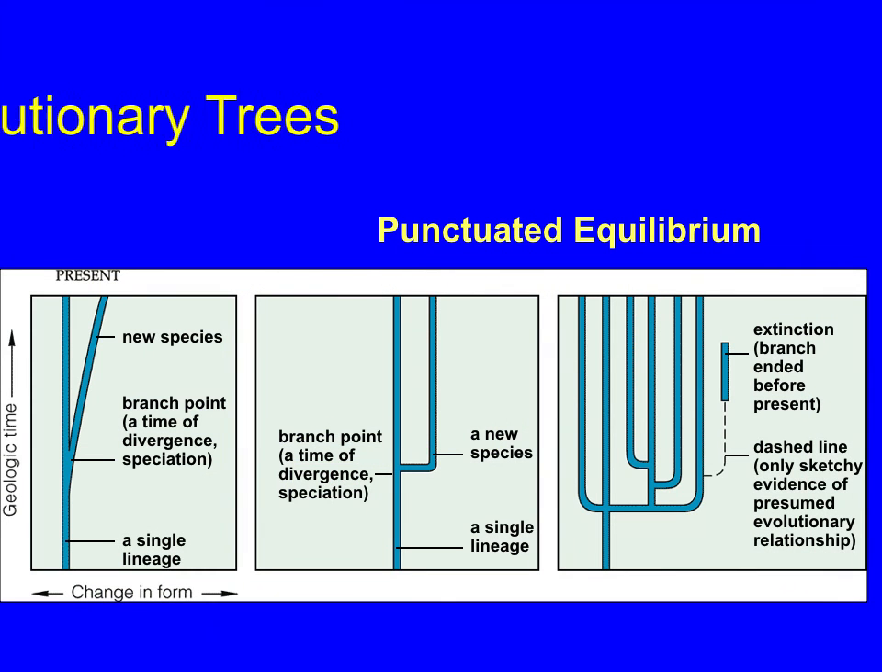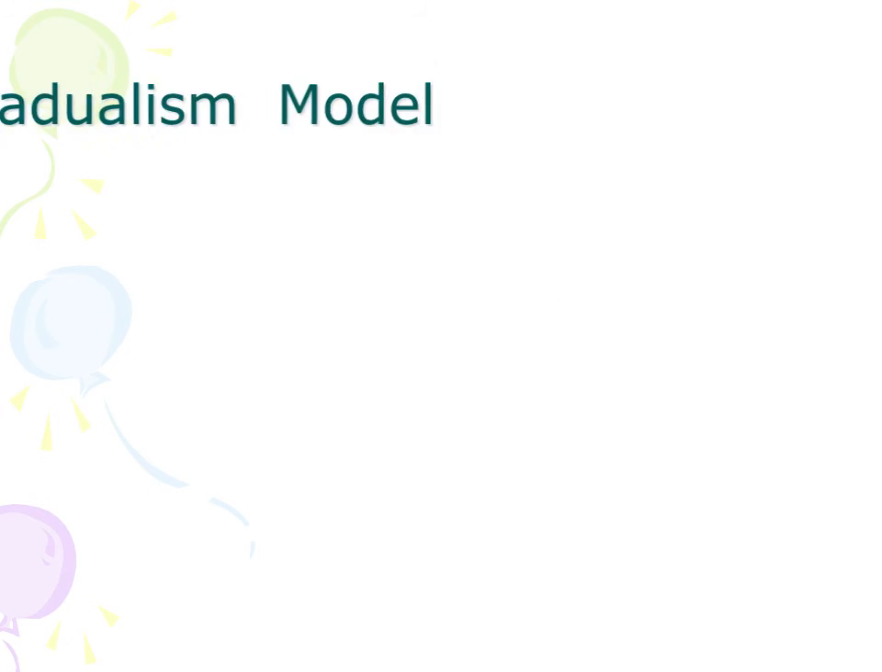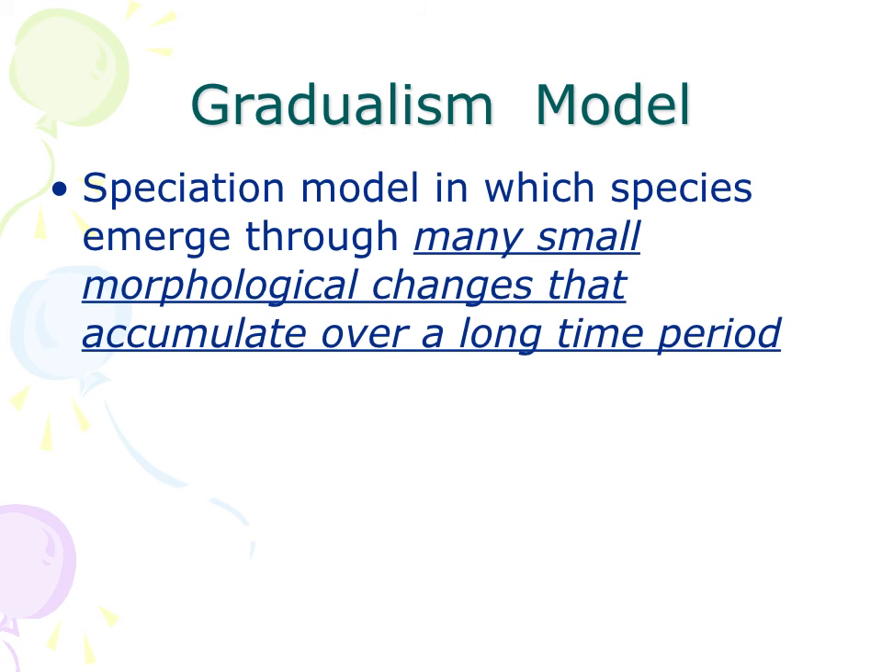Now we see evolutionary trees. We see gradualism versus punctuated equilibrium. In punctuated equilibrium, we see drastic changes. In gradualism, we see small changes. We're going to talk about that for a minute here. So gradualism is a speciation model in which many species emerge through many small morphological changes that accumulate. So over time, they add on more and more changes.